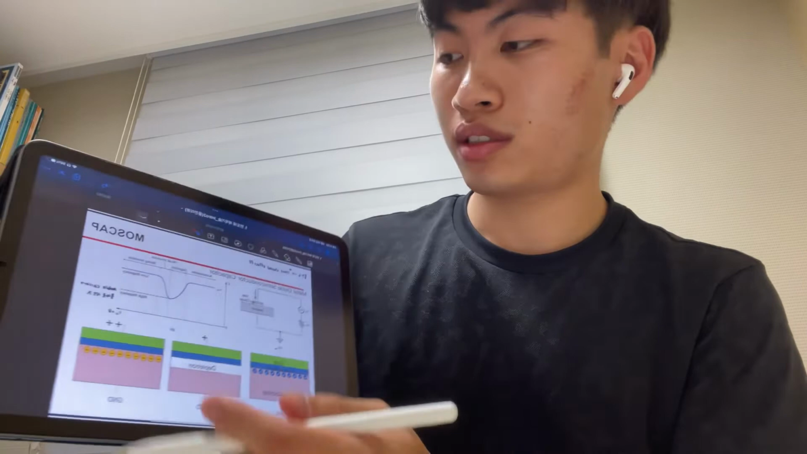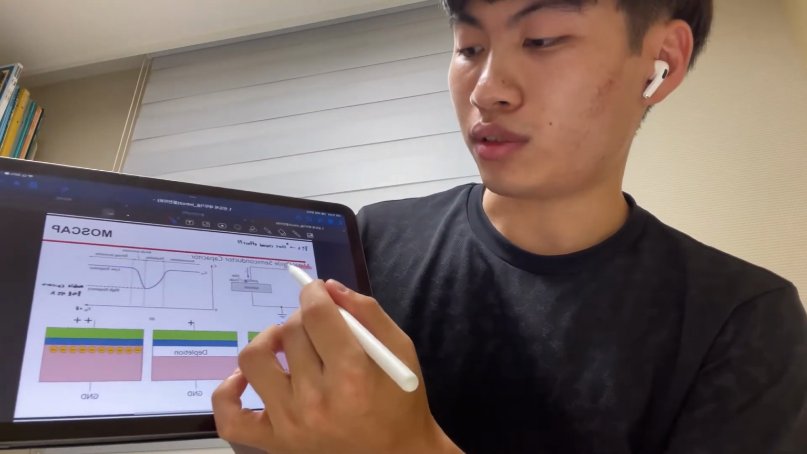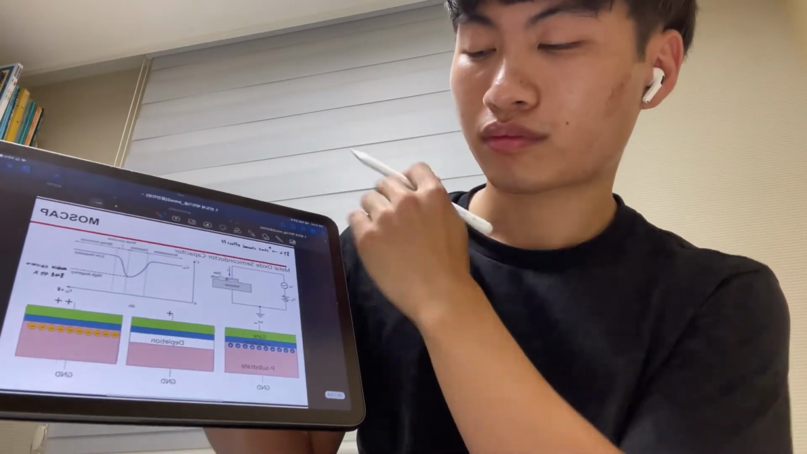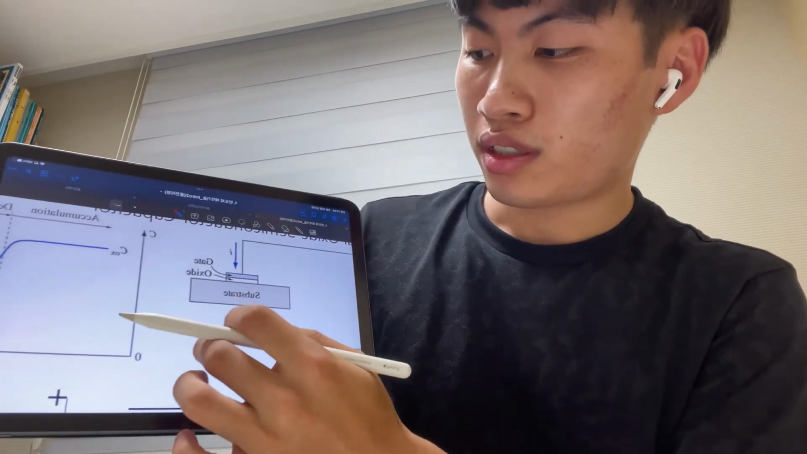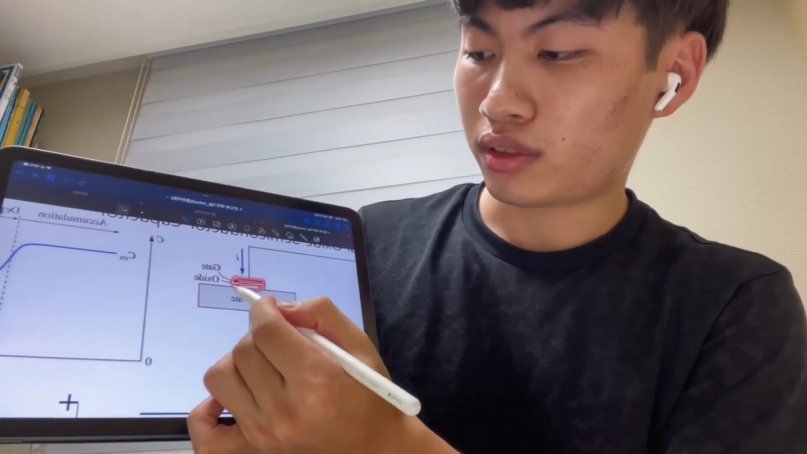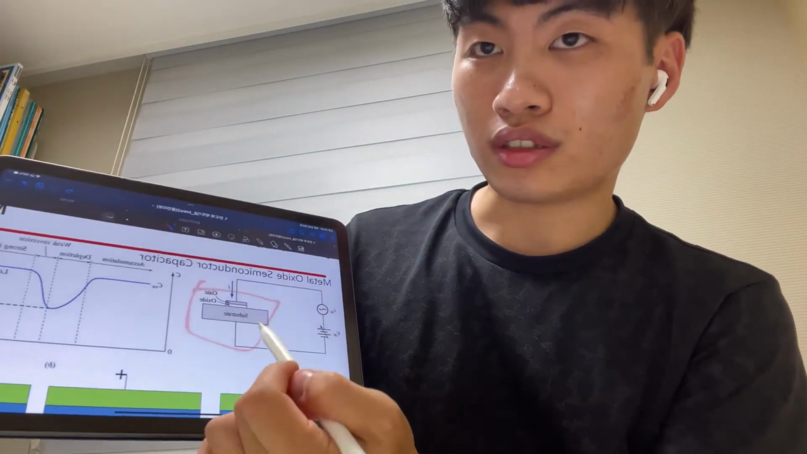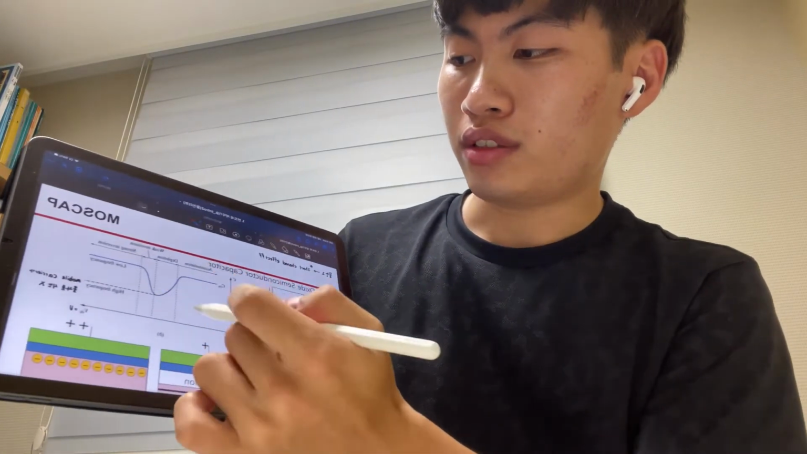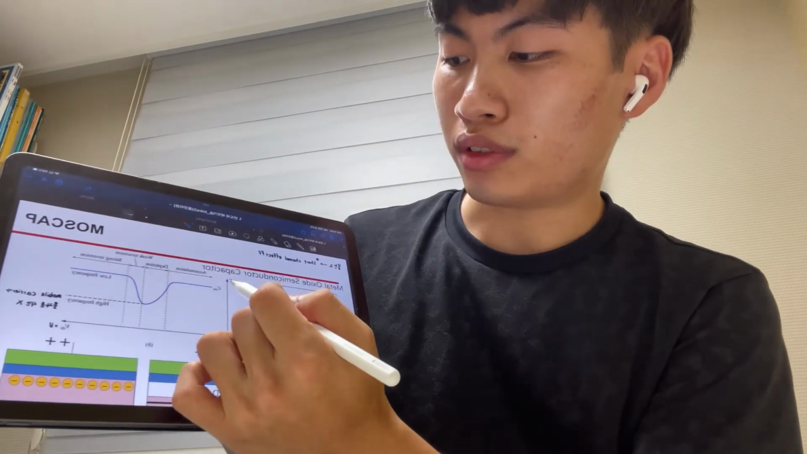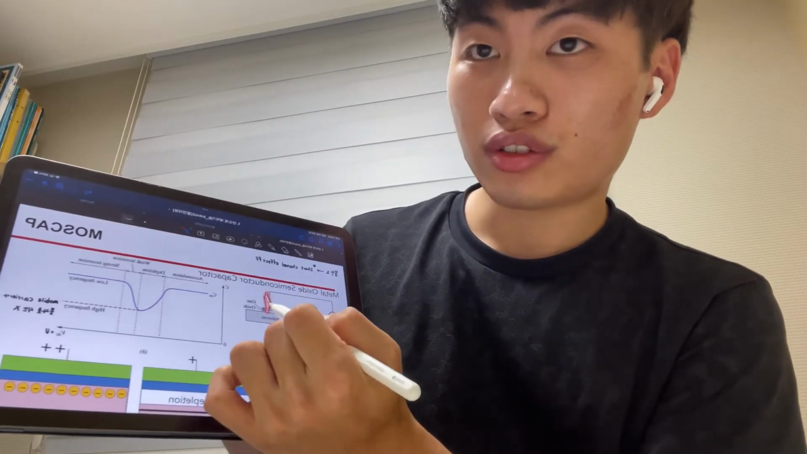And next, we learned about MOSCAP. The MOS is the first letters of metal oxide semiconductor. Look at this figure. This part is metal and oxide and semiconductor. And this structure is kind of a capacitor. And this figure is about the capacitance depending on the gate voltage.